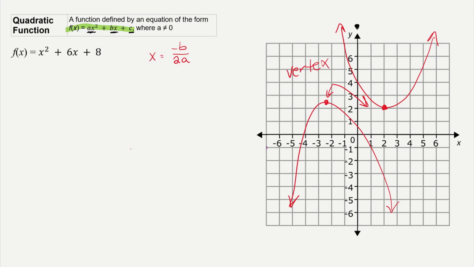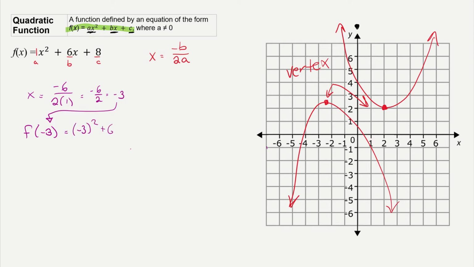And so that b and a is talking about the numbers next to your variables. And so I plug that in, and I get x equals -b over 2 times a. That's -6 over 2, which is -3. That gave me the x value of the vertex, but you know that every point has an x and a y. And so I find the y by plugging that x value into the function. So I find f of -3.